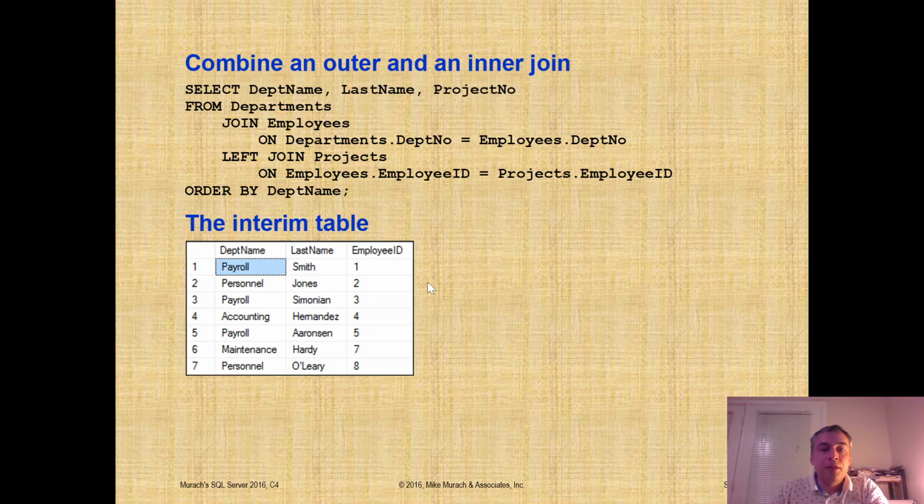We can combine an outer join and an inner join. This one will be performed first: from departments join employees on these keys, and we only keep the department name and last name that have a match in department number in these two columns. And then we do a left join, so keeping all the previous results, left join with employee ID.